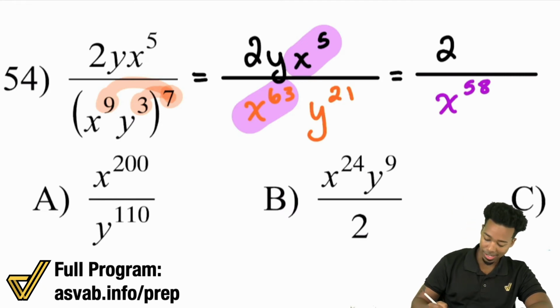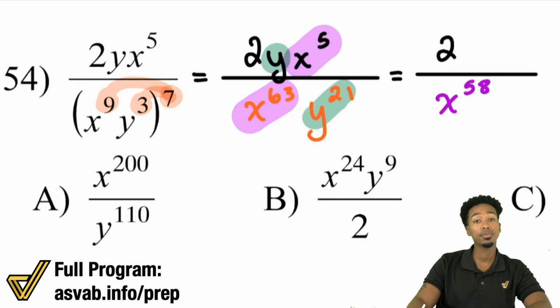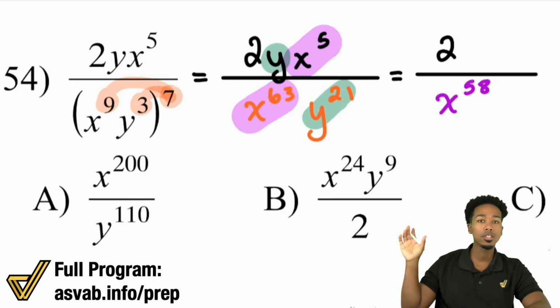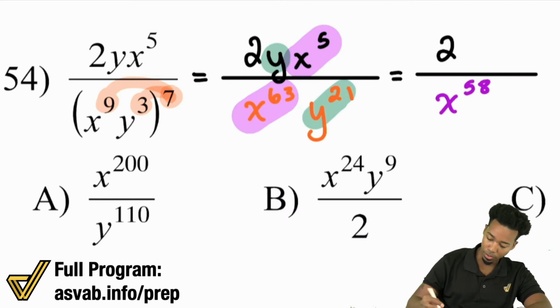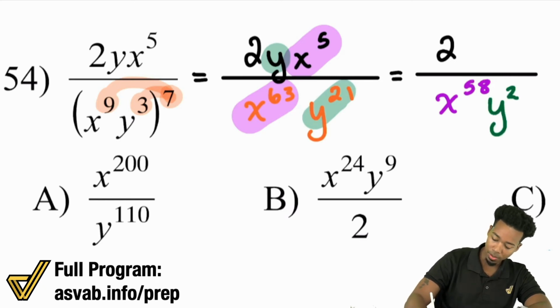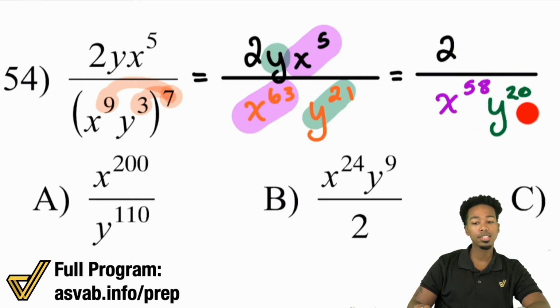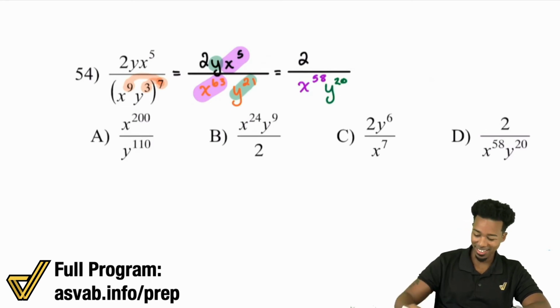Next up, and lastly, if you take a look at the y's, we have y over y to the power of 21. Well, the difference between 21 and 1 is going to be 20. And you'll leave that 20 in the denominator because, again, the denominator has the larger exponent. And so with that, in green, y to the power of 20. So essentially we have 2 over x to the power of 58, y to the power of 20, and that seems to be answer choice D right there.